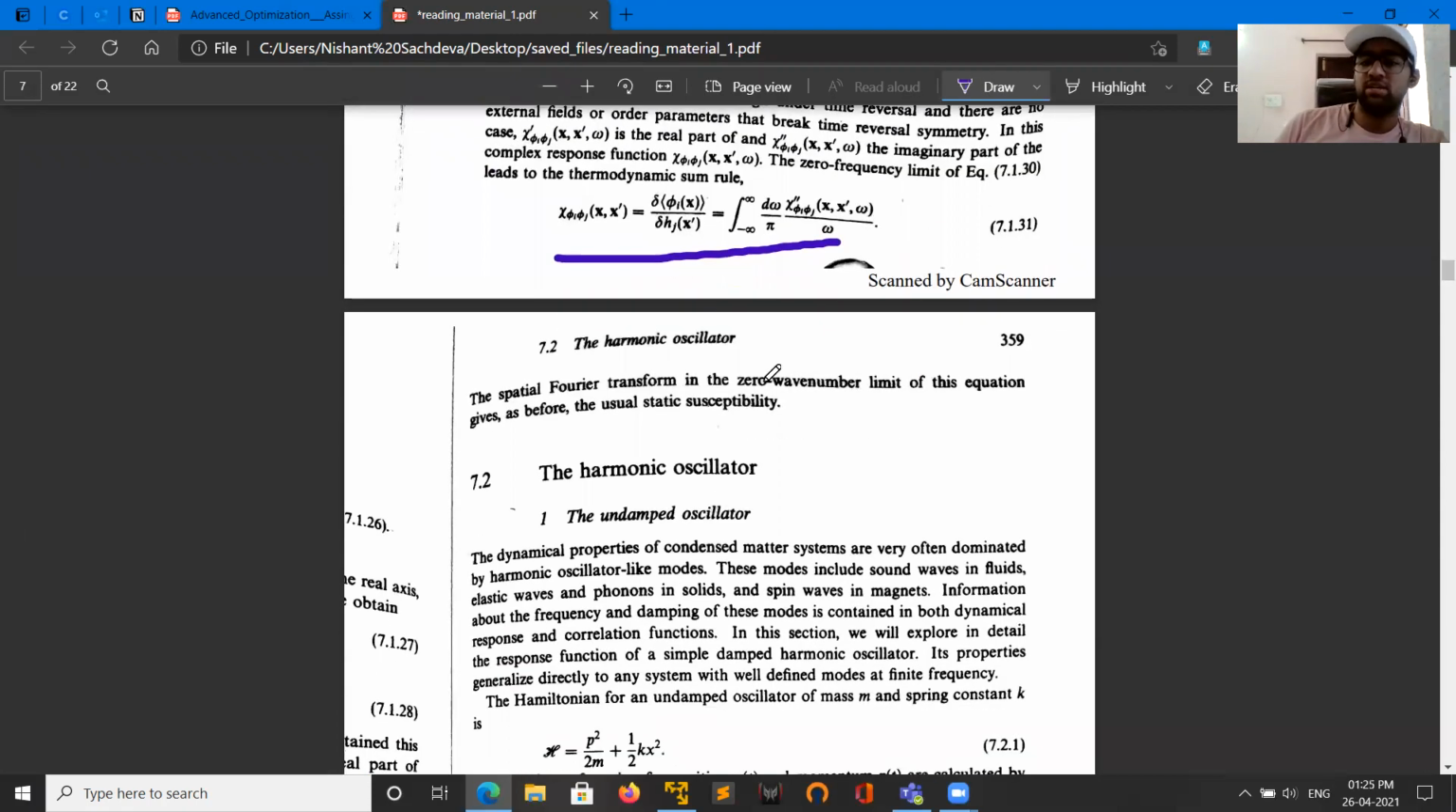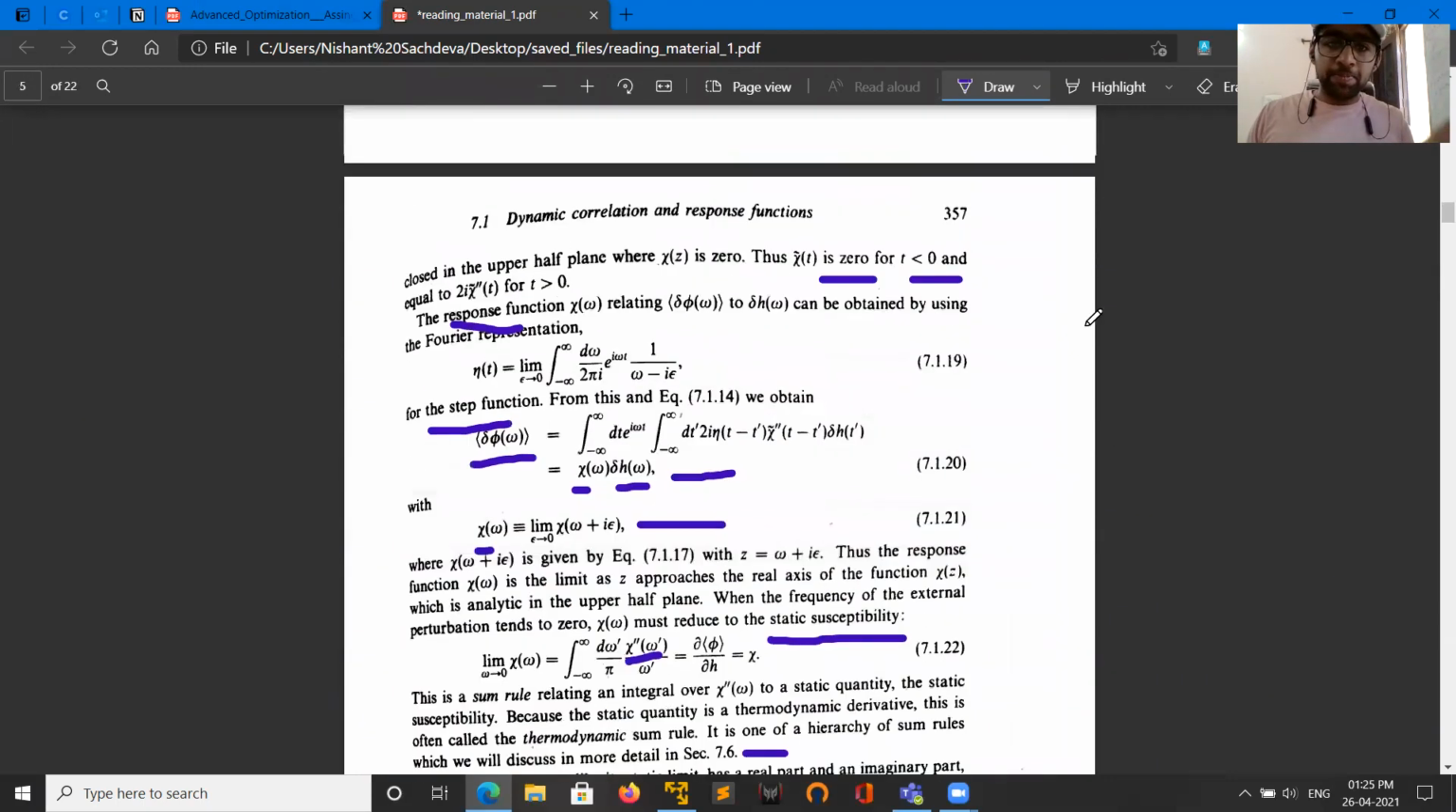The spatial Fourier transform in the zero wave number limit of this equation gives, as before, the usual static susceptibility. This is the main thermodynamic sum rule. When we take the Fourier transform spatially in the zero wave number limit of this equation, it gives, like it did before, the usual static susceptibility. So now, what we have done is we have studied the correlation functions, and we have done the response functions.